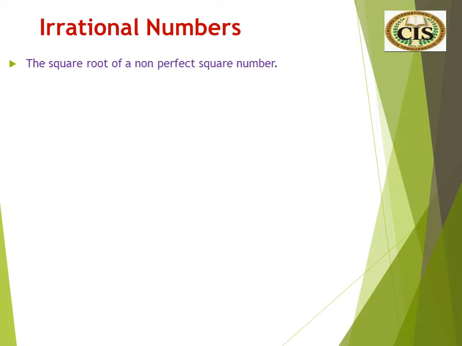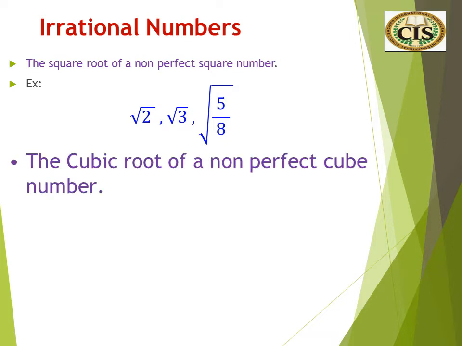An irrational number is any root we can't find in a rational form. For example, the square root of a non-perfect square, like root 5, because we can't find a number times itself equal to 5. It's not a perfect square. Root 3, root 7, root 2, root 5 over 8, and so on. And the cubic roots of non-perfect cube numbers. For example, the cube root of 8 equals 2, because 2 times 2 times 2 equals 8. So 8 is a perfect cube number.